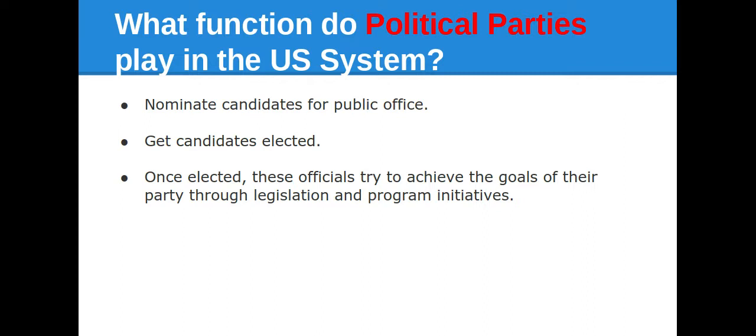So the Democratic Party and the Republican Party try to nominate candidates for public office, all the way from the local level, county sheriffs, school board members, village board, to the state level, state assembly, state senate, governorships, attorney generals, all the way up to the federal level, U.S. senators, U.S. members of the House of Representatives, and the presidency.